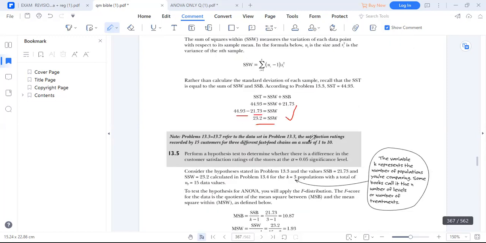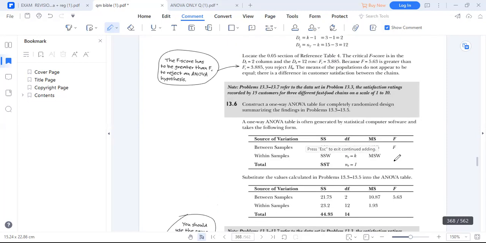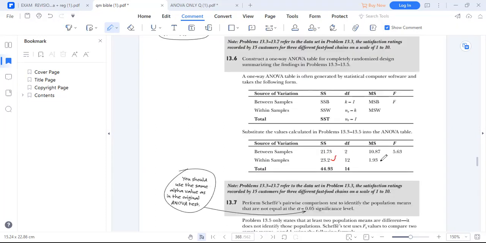So now we need to set up the ANOVA table, which looks like this. Sum of square between, sum of square within, sum of square total. All right, then the F. Since sum of square between is 21.73 and sum of square total was 44.93, the total was a difference there. Now I'll be asking questions in reverse. How was the 2 calculated and how was the 12 calculated?